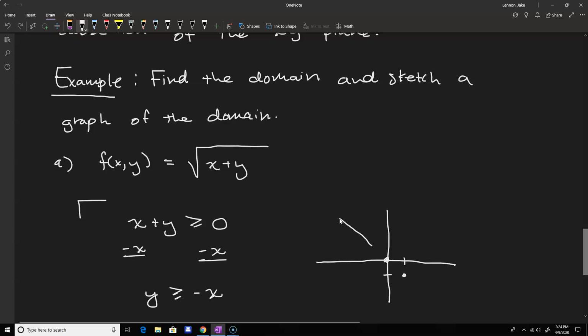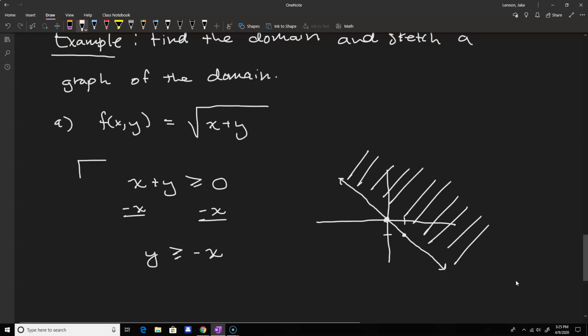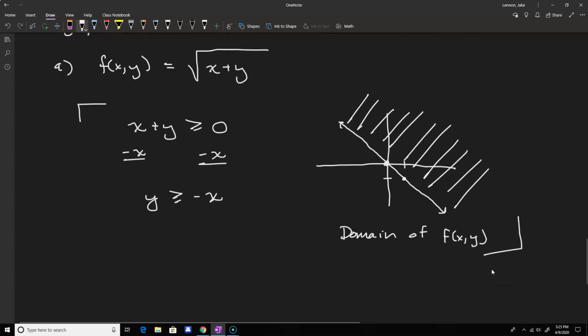So our graph looks like this. This is the y equals negative x line, and then we want the y values that are bigger than negative x. So that is shading this region up here. So our domain for the function f of x, y are all the ordered pairs that you can plug in from the shaded space. So that's exactly our domain. So this is the graph of the domain, or in particular, the domain of f of x comma y. So we just need to make sure that all of our outputs are valid based on the ordered pairs we're plugging in for x and y.